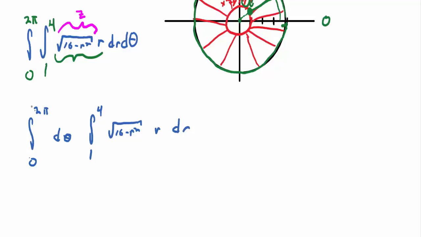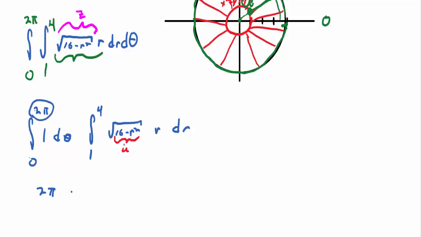This first integral is no problem. When the integrand is 1 and the lower limit's 0 and the upper limit's whatever, the answer is going to be the upper limit. It's just 2 pi. So that's easy. Now this guy, how do we integrate this kind of square root? What are we going to have to do? Use substitution. Okay, what would u be?